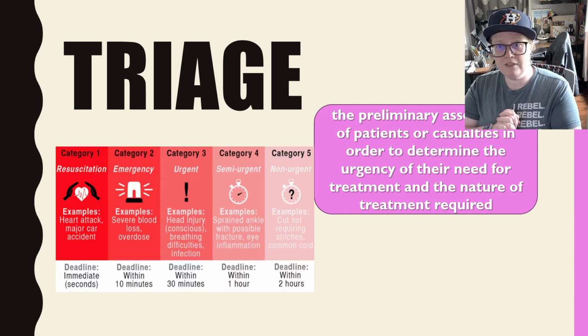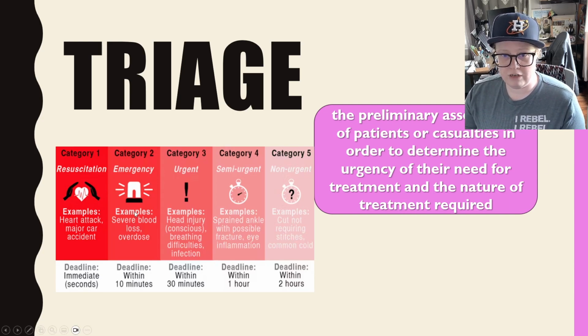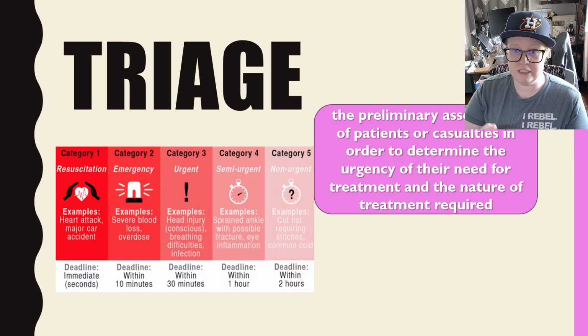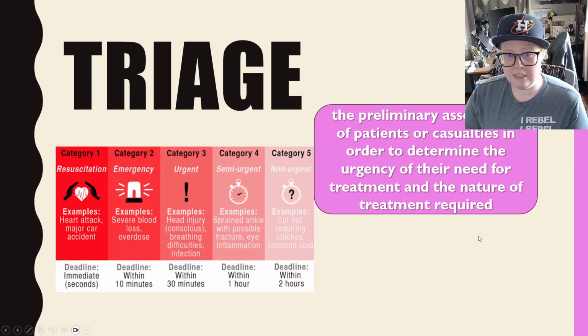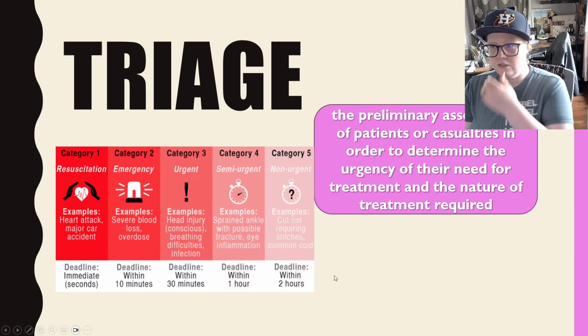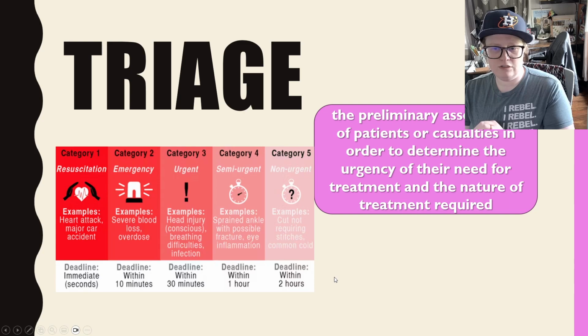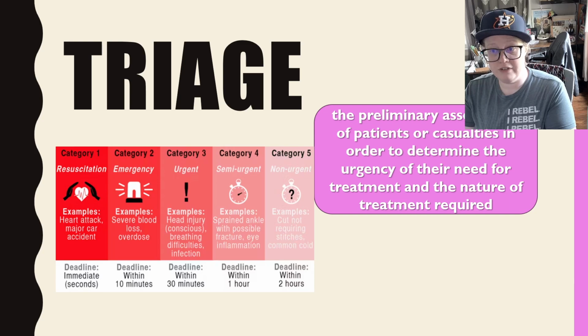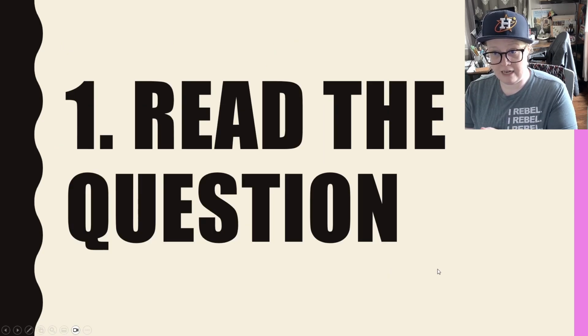So in the medical field, this graphic here shows you the different categories of who should be treated first. The people who are like a second away from death are obviously going to be treated first, and then it goes down in severity all the way to the common cold. So I highly suggest that you do the same kind of thing with any exam where you're going to run out of time. Here's how to implement that.